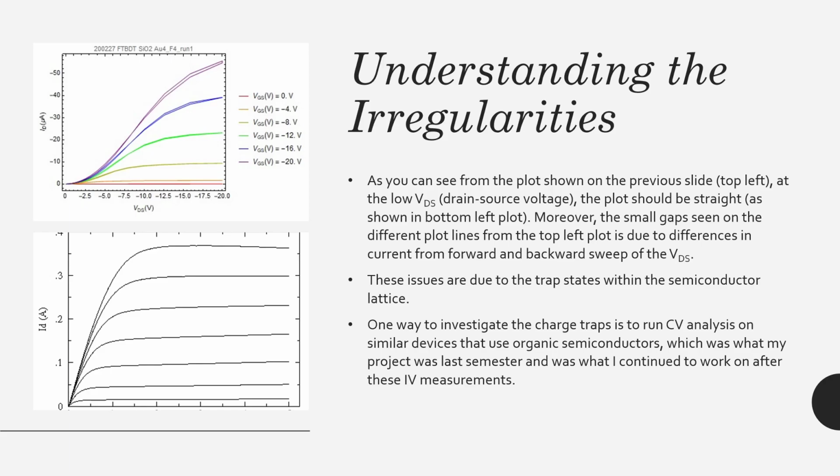So the computer doing these measurements sweeps the VDS, the drain source voltage, from 0 to -20, and then sweeps back from -20 to 0. The curves should have the same values for the forward sweep as for the backward sweep, but the gap shows that there are some irregularities.